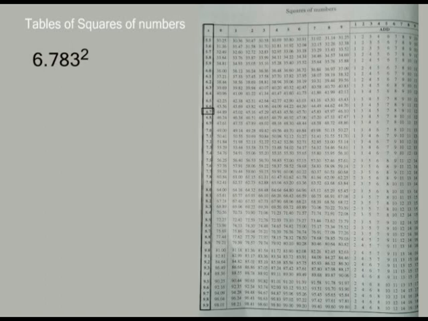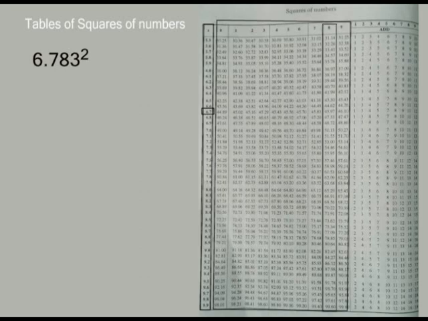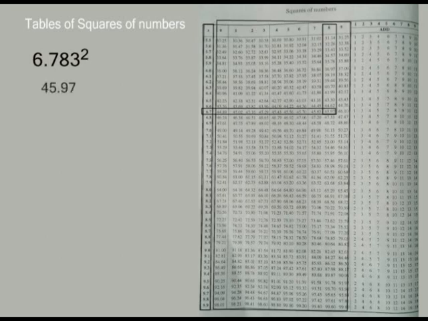This column is then followed by 10 columns headed by 0, 1, 2 up to 9. These columns provide the second decimal place of our number. And so for our number 6.783, we shall go to the column headed by 8. And since our first decimal place fell under 6.7, we shall follow this row of 6.7 up to where it coincides with the column headed by 8. We read this number, it's 45.97.